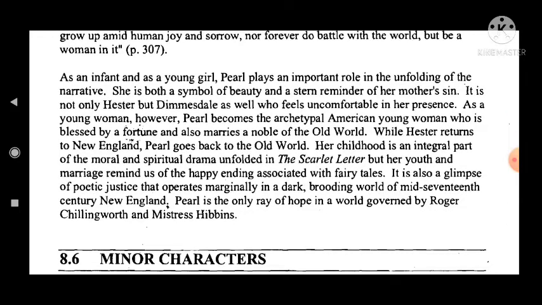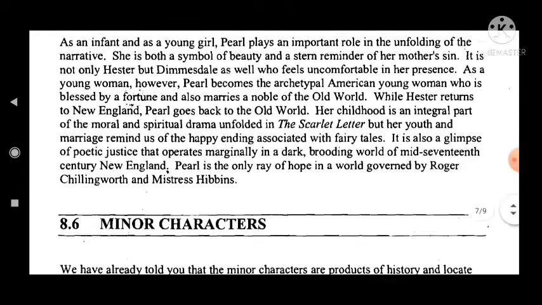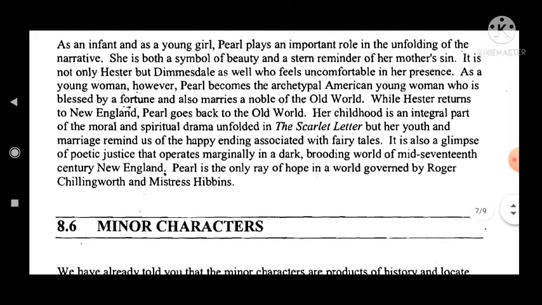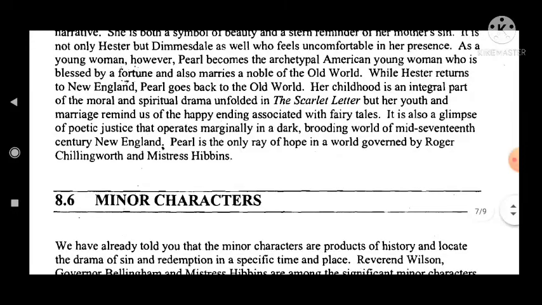As an infant and as a young girl, Pearl plays an important role in the unfolding of the narrative. She is both a symbol of beauty and a stern reminder of her mother's sin. It is not only Hester but Dimmesdale as well who feels uncomfortable in her presence. As a young woman, however, Pearl becomes the archetypal American young woman who is blessed by a fortune and also marries a noble of the old world. While Hester returns to New England, Pearl goes back to the old world.